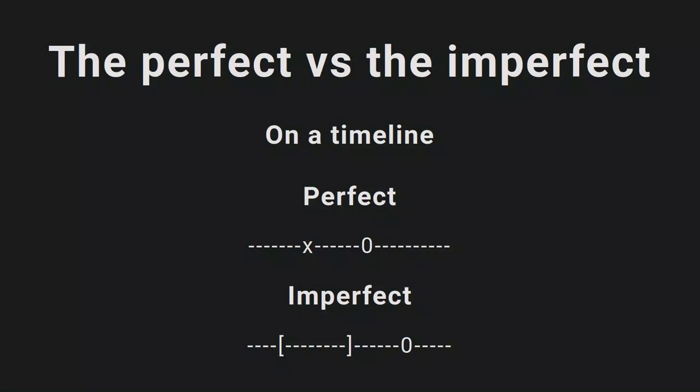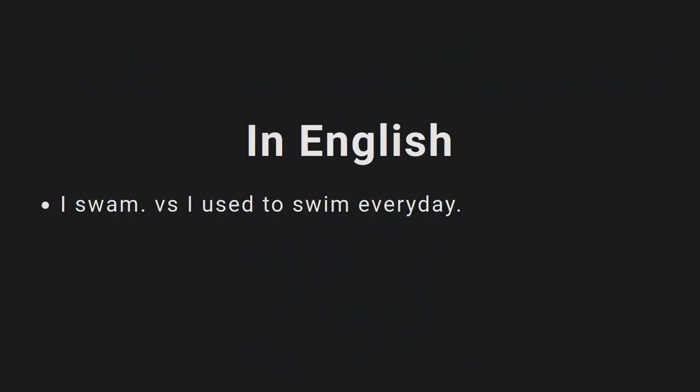If you have imperfect, it's not so clear-cut what is occurring here. So I chose to represent this with brackets, and this is indicative of the fact that the imperfect can be used to describe spans of time. For example, I used to swim every day at 5. So in English, let's take a look at this again. I swam versus I used to swim every day. The imperfect, when you see it in English, is often used with the verb use, as in I used to swim every day. But you can also think of it as the setting of a place. So like it was a dark and stormy night, that is imperfect.